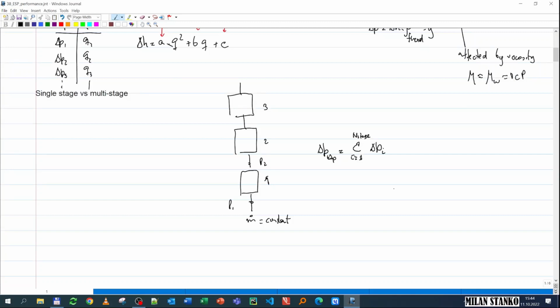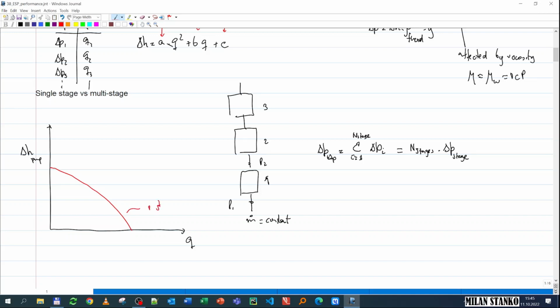Now, if we assume that all the stages behave the same way, then this is going to be simply the number of stages times the delta P of one stage. Simply, if I were going to draw this, let's say the delta P or the delta H of the pump versus Q, for one stage maybe it looks something like this. This is for one stage.